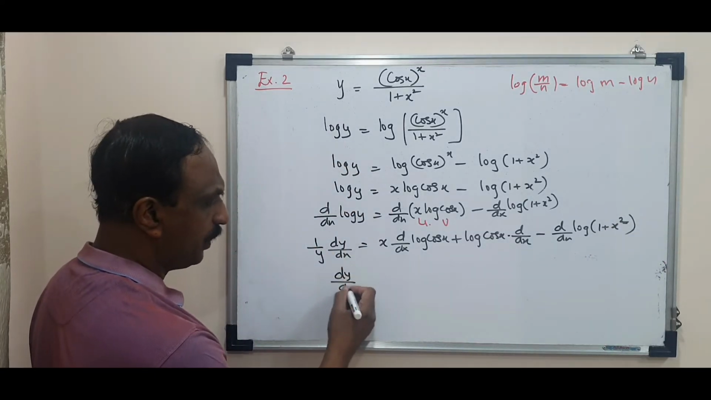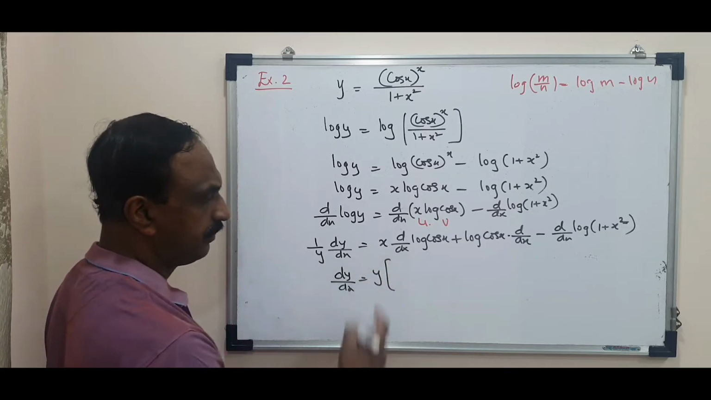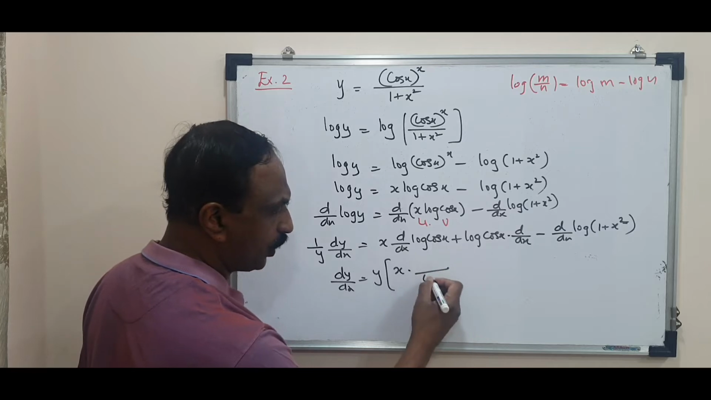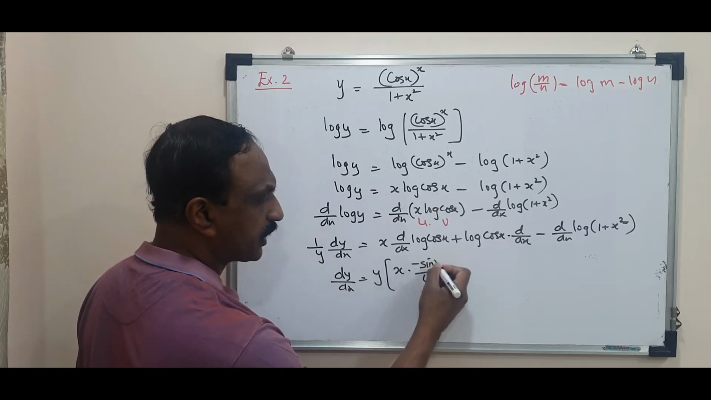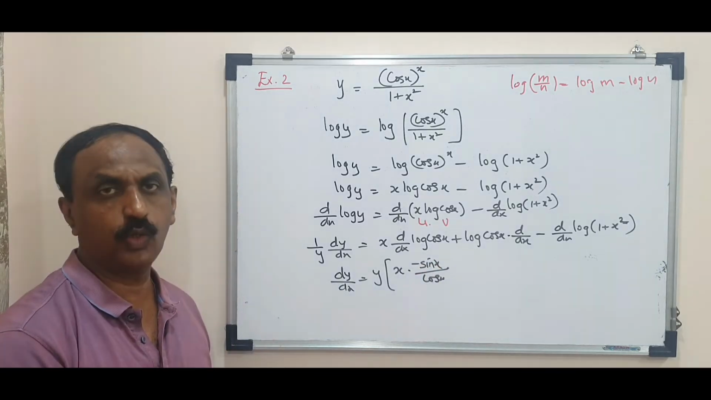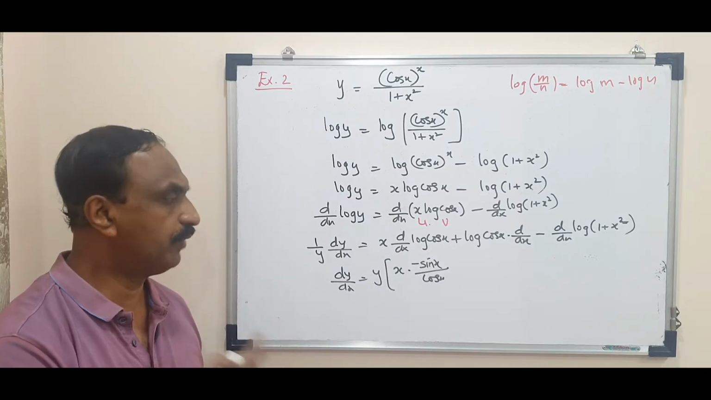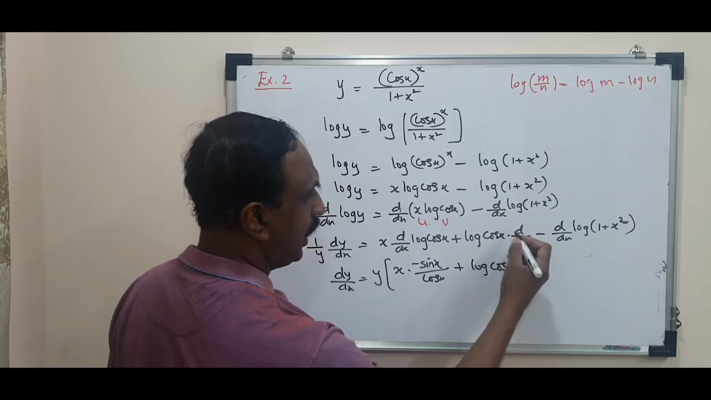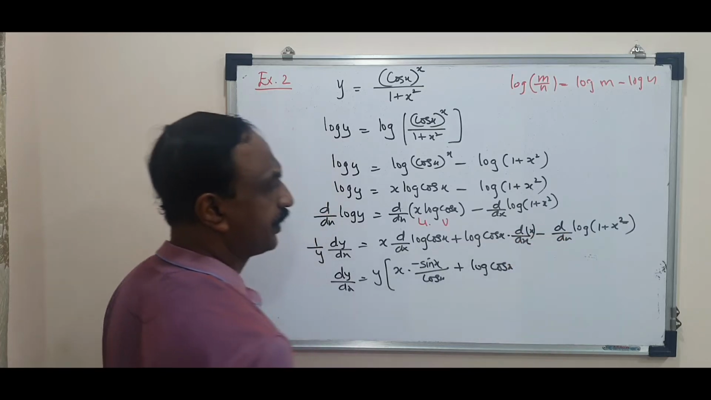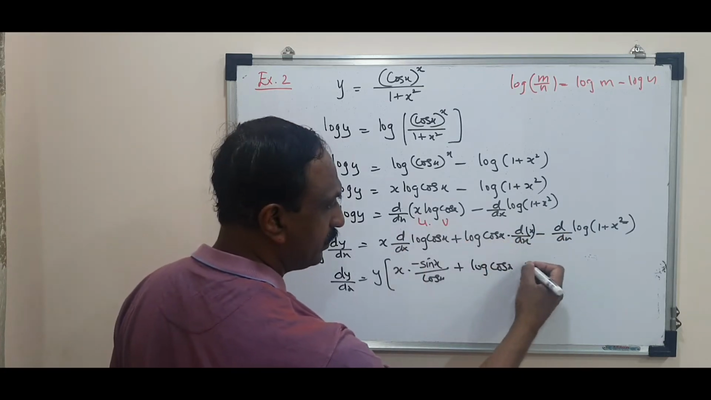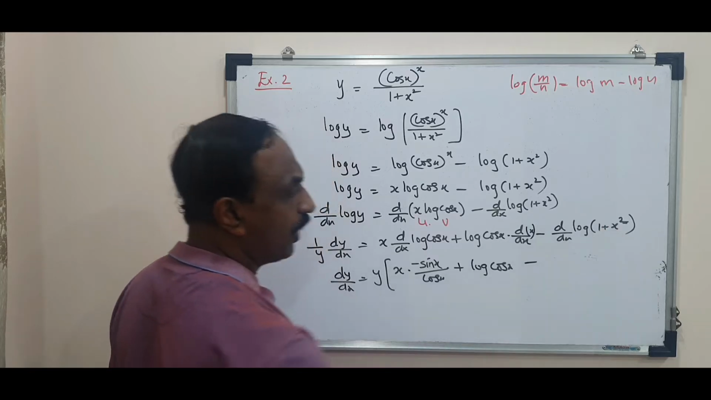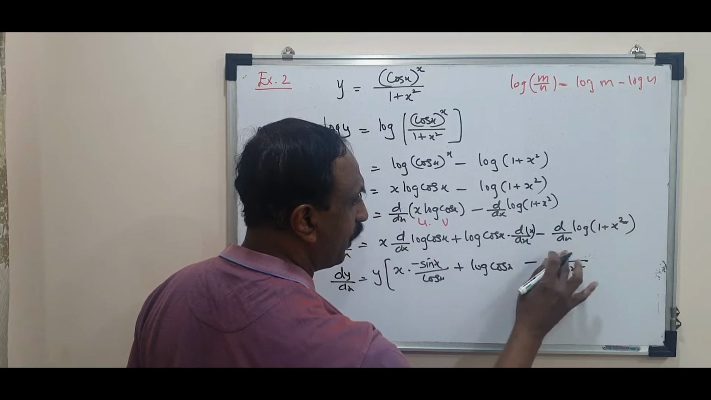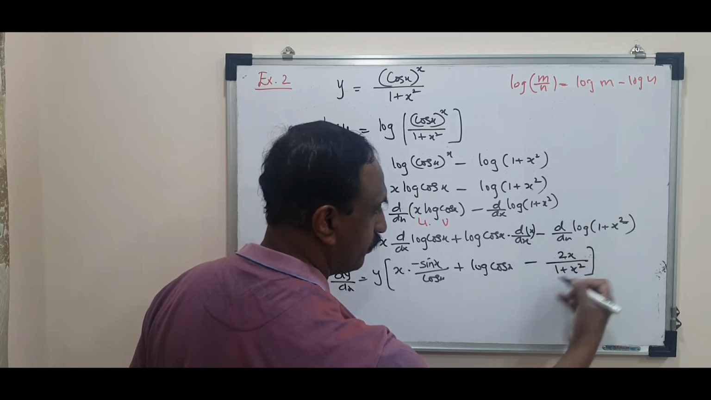So dy by dx will be y times x into derivative of log cos x, which is 1 upon cos x into derivative of cos x. So 1 by u, derivative of u, 1 by cos x, derivative of cos x. Then log cos x into derivative of x, which is 1, and then derivative of log of 1 plus x square is 1 upon 1 plus x square into derivative of 1 plus x square, that is 2x.